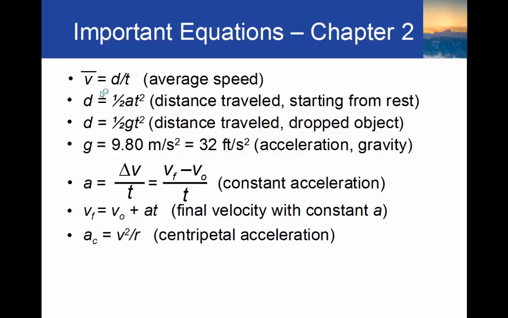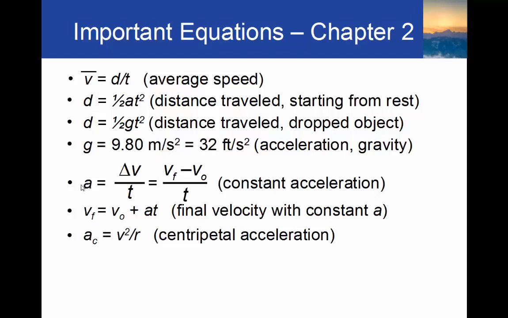This top one is giving the average speed, and it is the distance traveled divided by the time. The distance that an object travels starting from rest under acceleration is given by this equation. D is the distance, A is the acceleration, T is the amount of time for which it accelerates. The assumption is that the object started from rest. If you drop an object, this is an application of that previous equation. The specific acceleration that you have is g, the free fall acceleration, 9.80 meters per second squared.